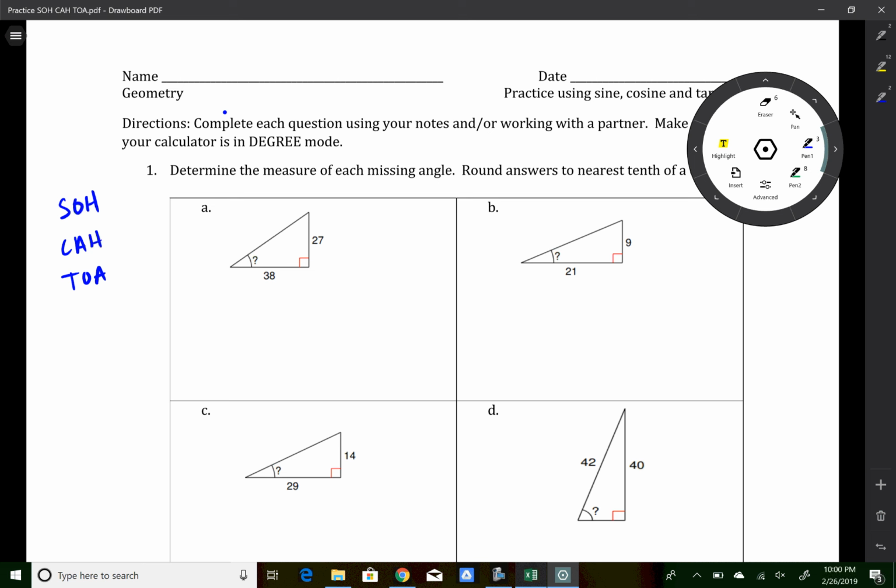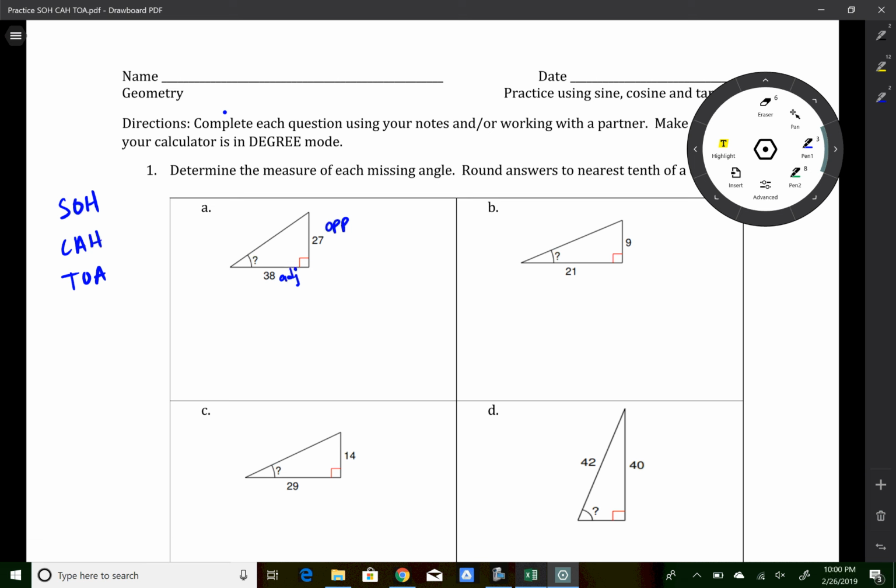Each one of these has a given angle, so there's a little question mark for the angle that we want to try and find. That's the angle we're going to use as our starting point, so we're going to label our sides according to that angle. If our question mark is here, this is the opposite, and this is the adjacent. So if I have O and A, I want to use tangent.